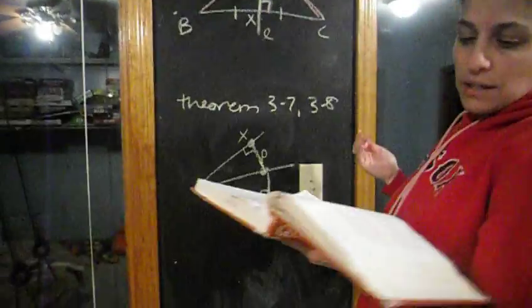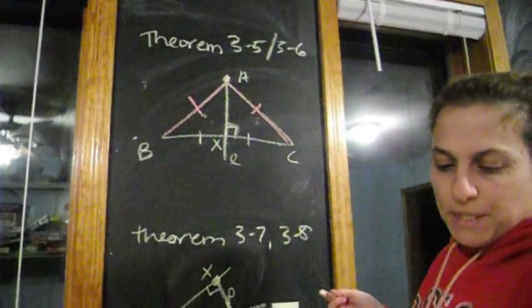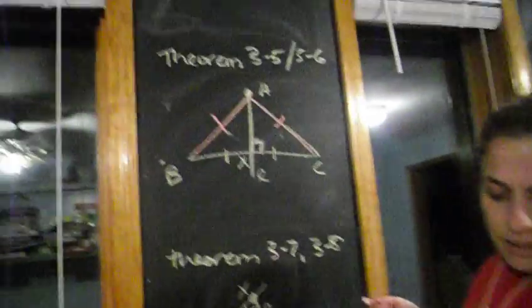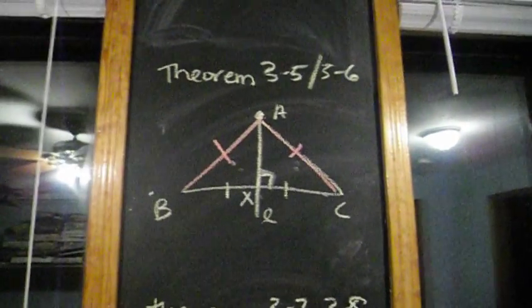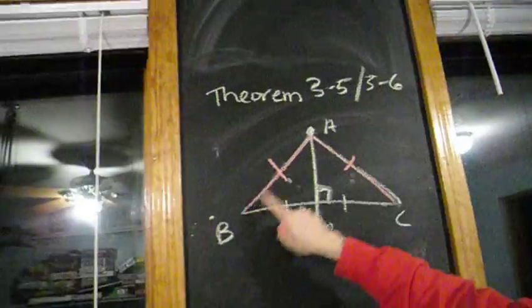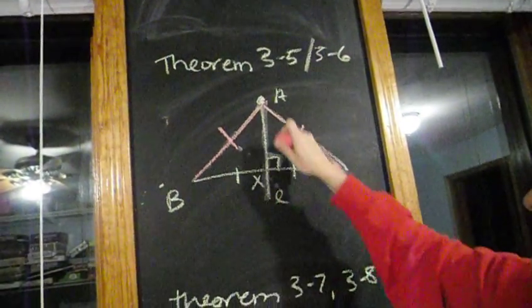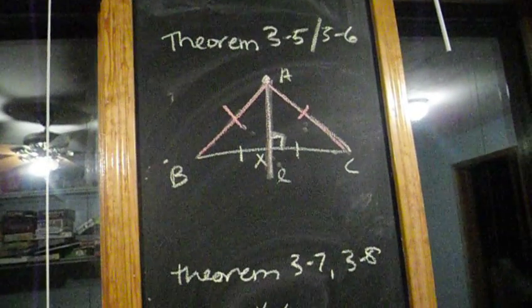Theorem 3.6 is the opposite of that. If a point is equidistant from the endpoints of a segment, then the point lies on the perpendicular bisector of the segment. So if this point is equidistant from these 2 points, then this segment right here is going to be the perpendicular bisector. So that's theorem 3.5 and 3.6.